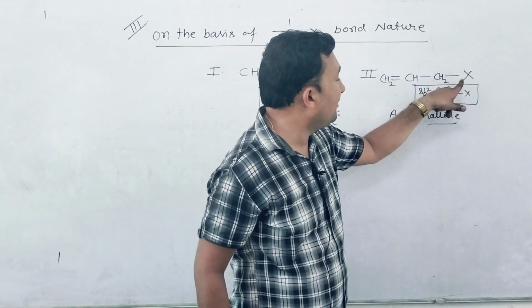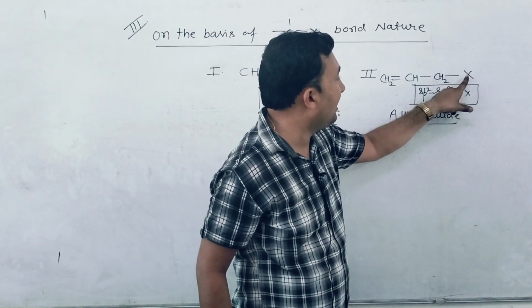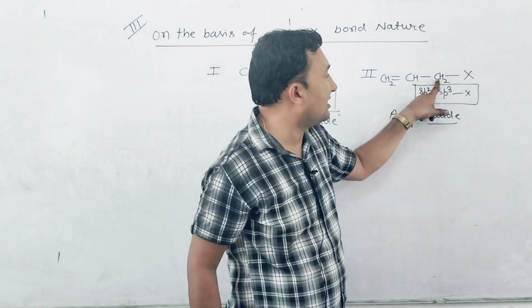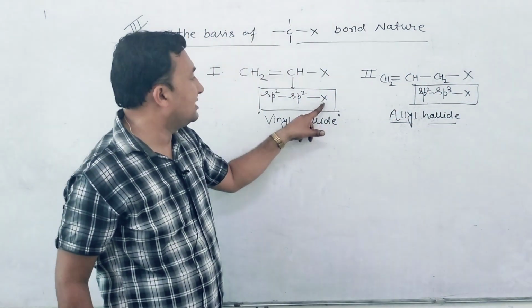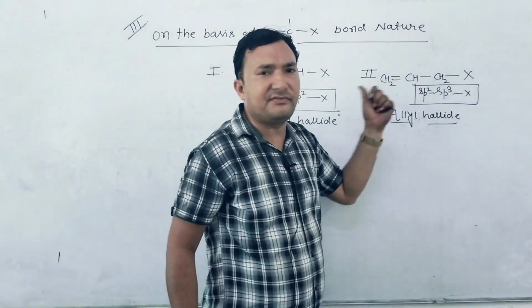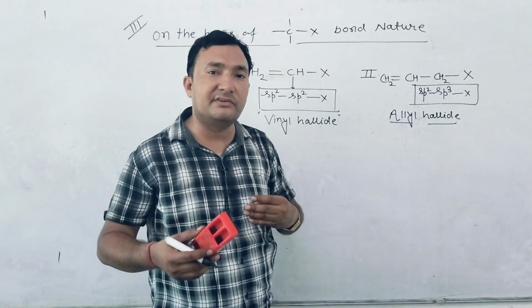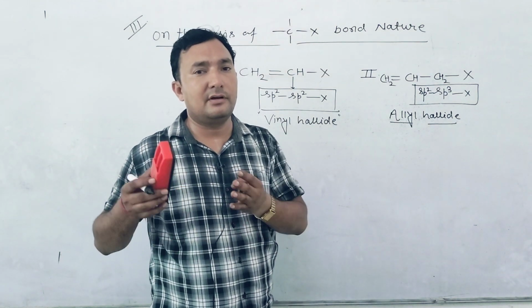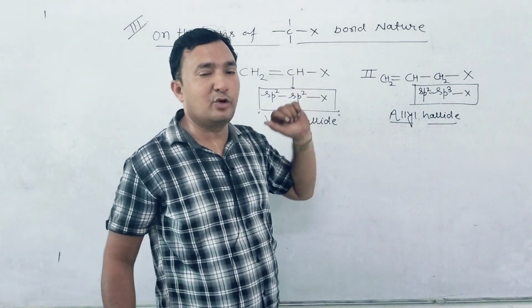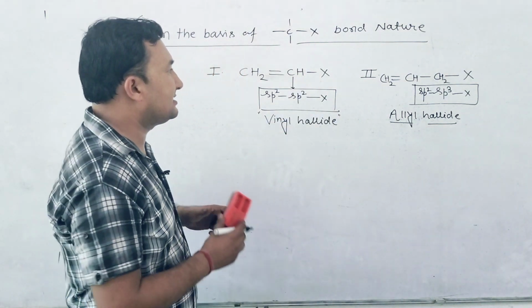You will see this condition over here. We have the halogen connected to the carbon over here, and the halogen connected to the carbon over here. The nature of both the carbons is different, so the chemical reactivity will be different. The nature of reactivity will be justified on the basis of this bond nature, which is going to be part of the chemical reactions segment.